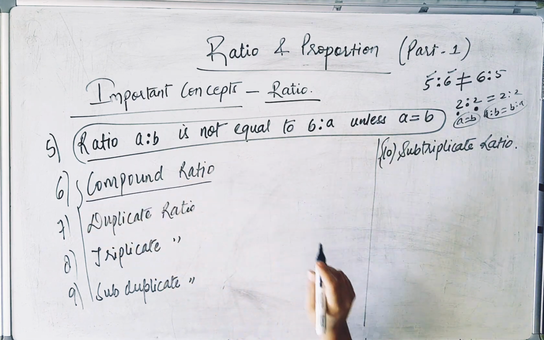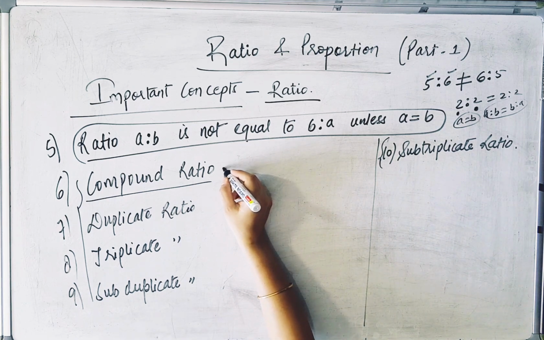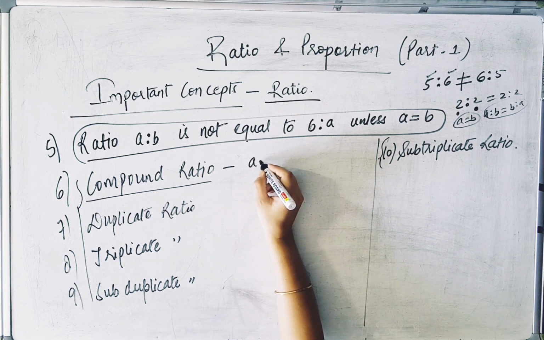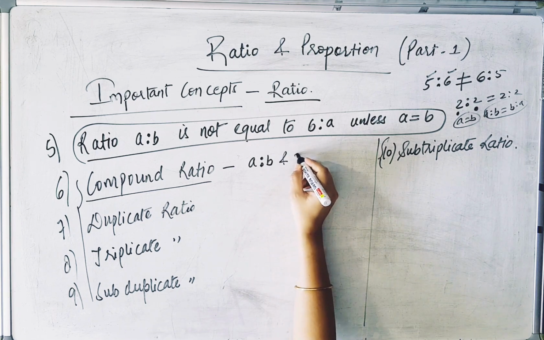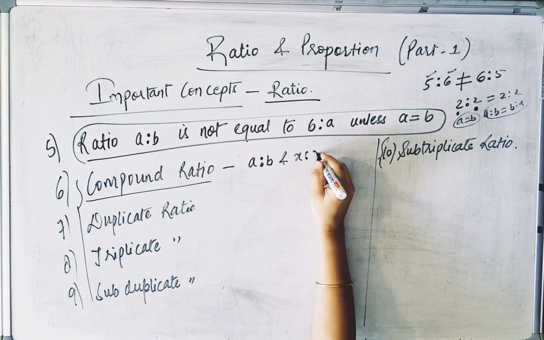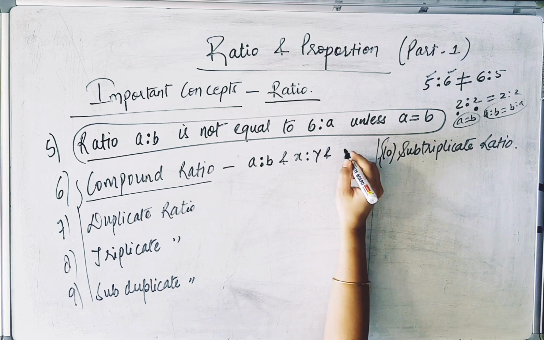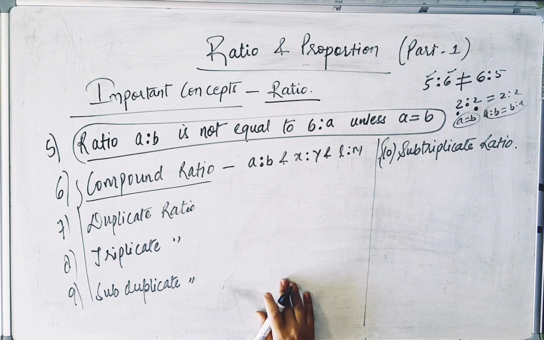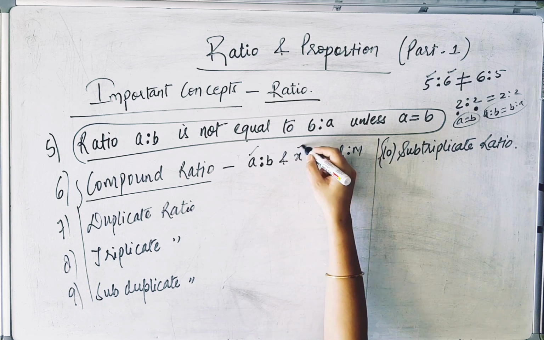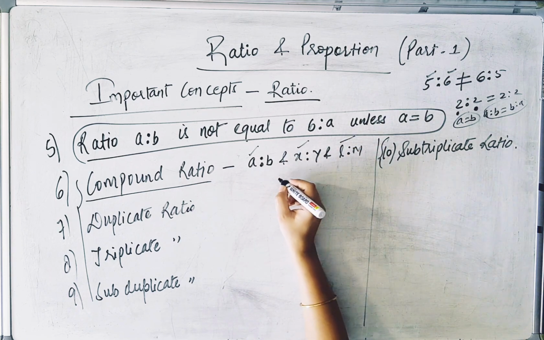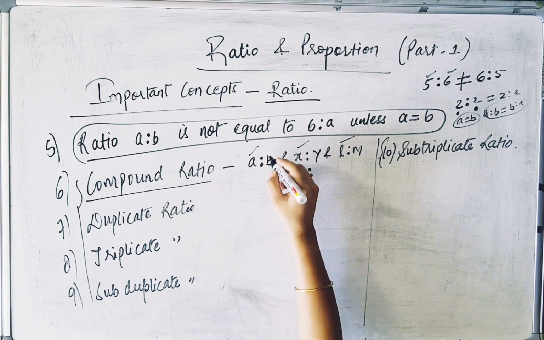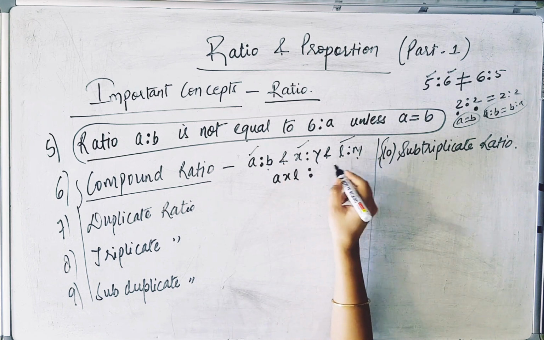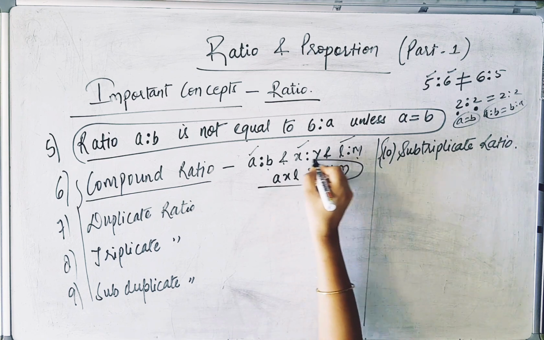Now some ratios are given here and these are very important ratios. See, what is compound ratio? If you are provided with 2 or more ratios, let's suppose you are provided with A is to B, X is to Y, and L is to M. These are the 3 ratios you are provided with, and you are asked to find the compound ratio. To find the compound ratio, what we do is multiply the antecedents, the first terms, a into x into l. So axl is to the second terms, byм. This is the compound ratio.